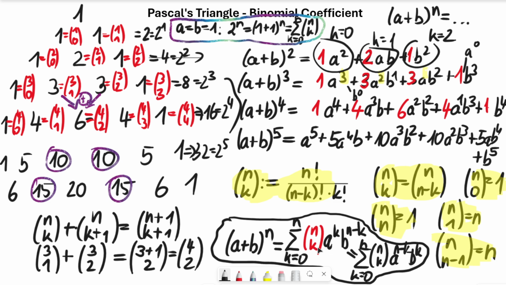This is all about Pascal's triangle. You have all the properties. You do not have to memorize these in general because you can read it directly off Pascal's triangle here.